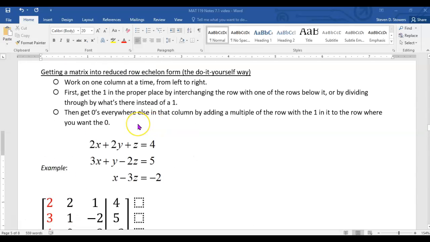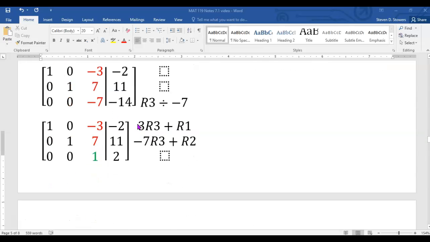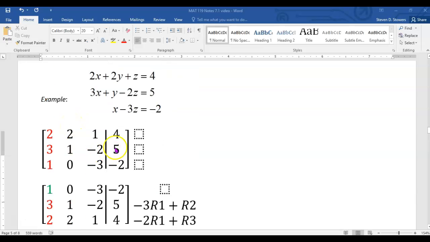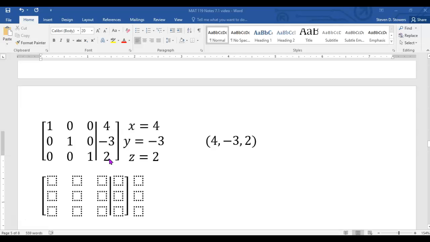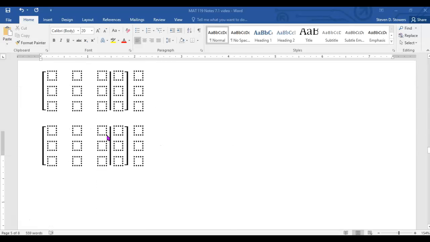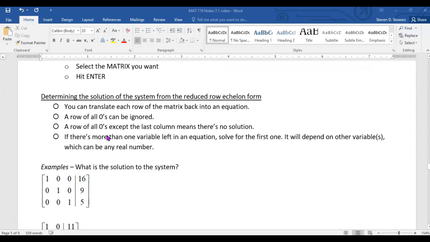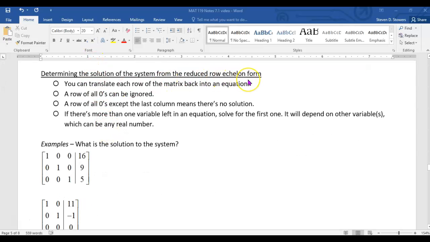But of course, the easy thing to do is to just let a calculator or computer or app handle all the gory details and take you directly from the starting matrix to the reduced row echelon form. But you still have to know how to interpret what you end up with. If the calculator gives you the reduced row echelon form, you have to know what to do with that. So now let's talk some more about, once you have the reduced row echelon form, how you would read off the solution to the system from that.